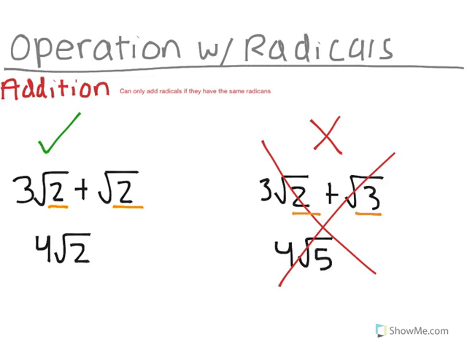So in this case, I could add these two. I just add the outside numbers. If there's no number, that's a 1, so 3 plus 1 is 4, I get 4 square root of 2, because they have the same radical. I can't just add the insides and the outsides. This is incorrect, because they do not have the same radical. 3 and 2 are not the same number.